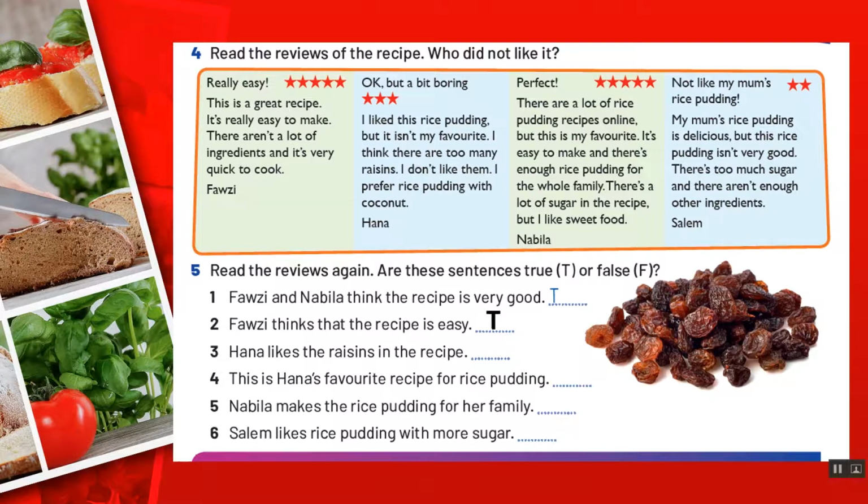True. Hannah likes the raisins in the recipe. False. This is Hannah's favorite recipe for rice pudding. False. Nabila makes the rice pudding for her family. True. Salim likes rice pudding with more sugar. False.